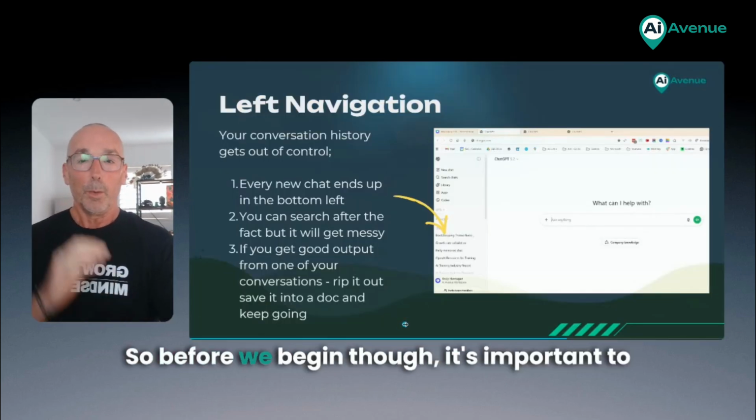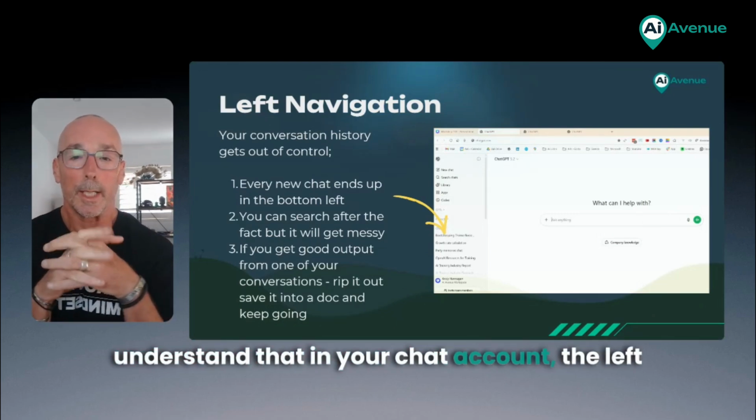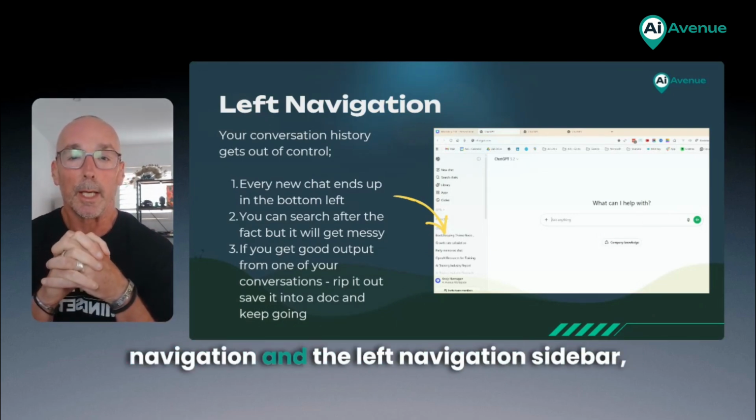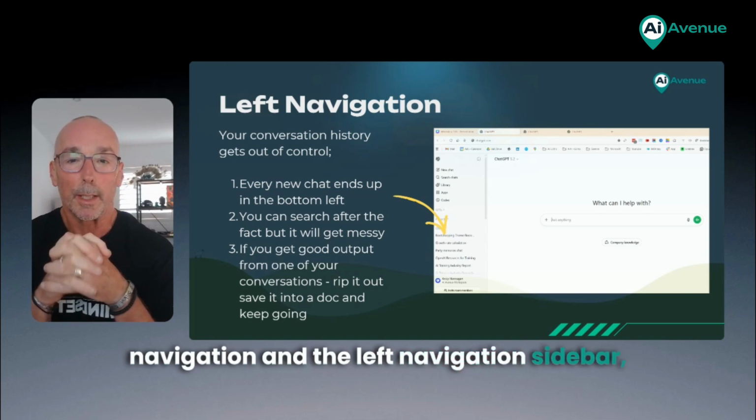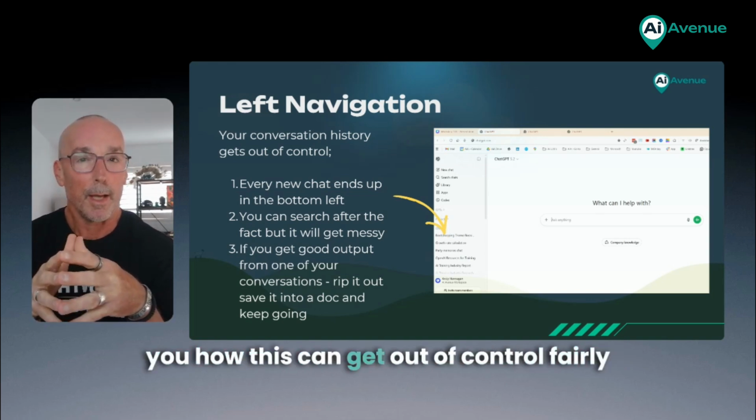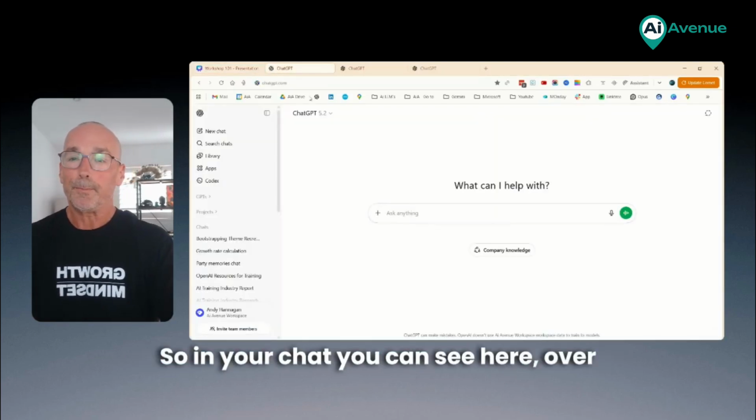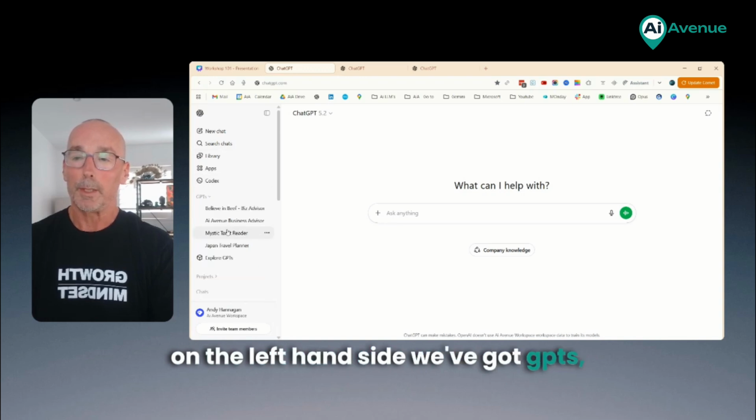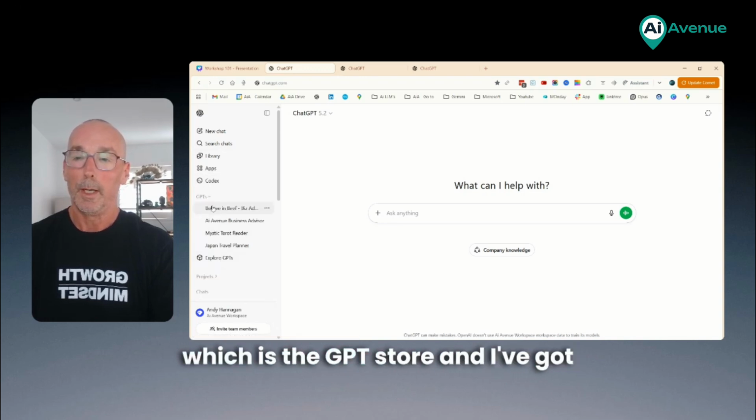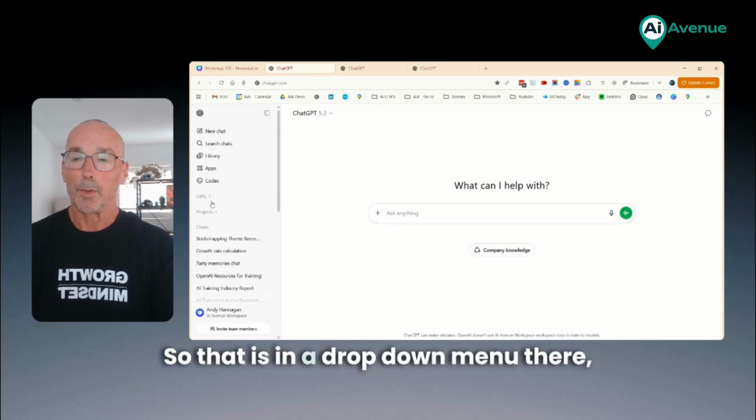Before we begin, though, it's important to understand that in your chat account, the left navigation sidebar can get out of control fairly quickly. I'll explain it this way. In your chat, you can see over on the left-hand side, we've got GPTs, which is the GPT store. And I've got some custom GPTs that I built here. That is in a drop-down menu there.